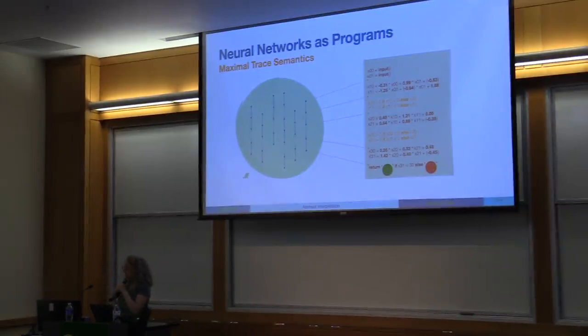I'm somewhat confused about what the practical purposes of maximal trace semantics are, if you know the initial states. What is the added bonus of using maximal trace? Well, let's say you want to reason about termination.